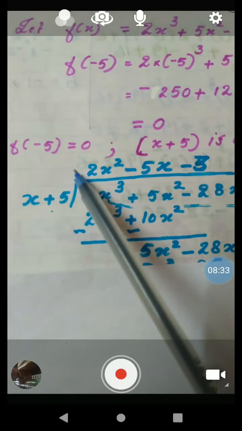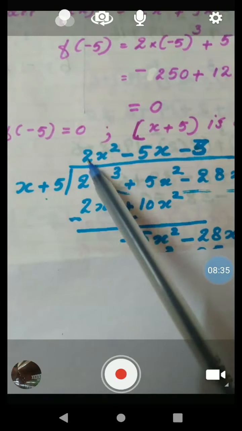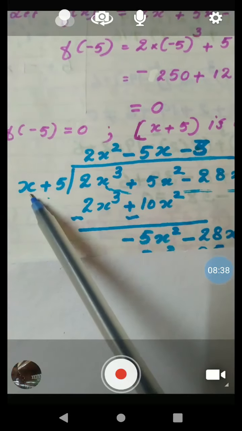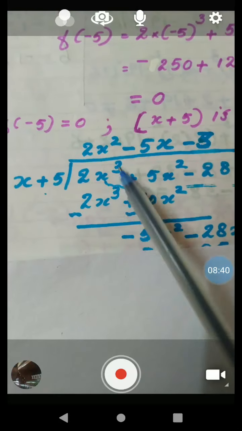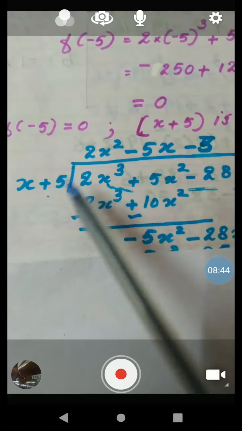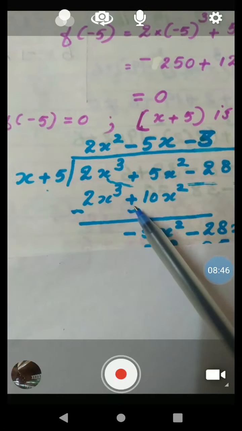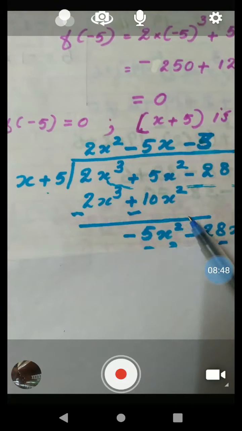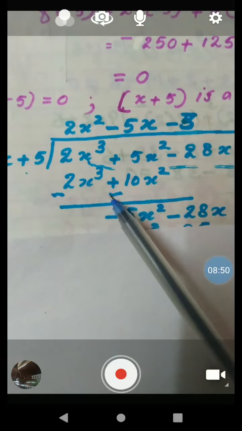2x square, that is the first term of the quotient. 2x square into x, we get 2x cube itself. Therefore, under that, we can write 2x cube. 2x square into plus 5 becomes plus 10x square. Then subtract, apply the rule of subtraction.